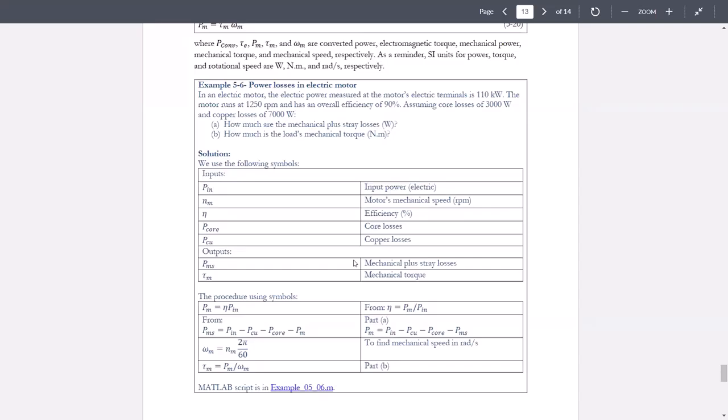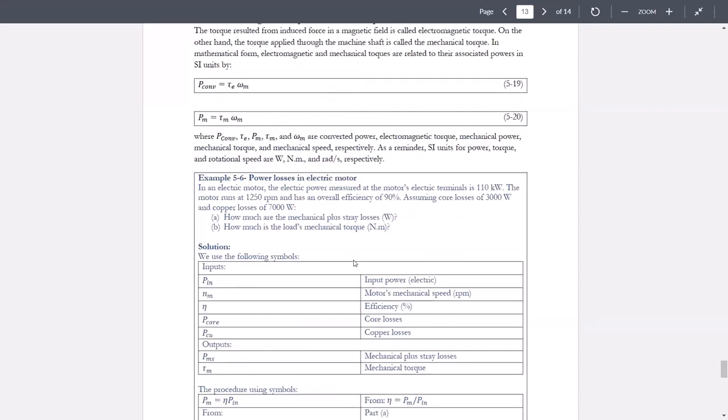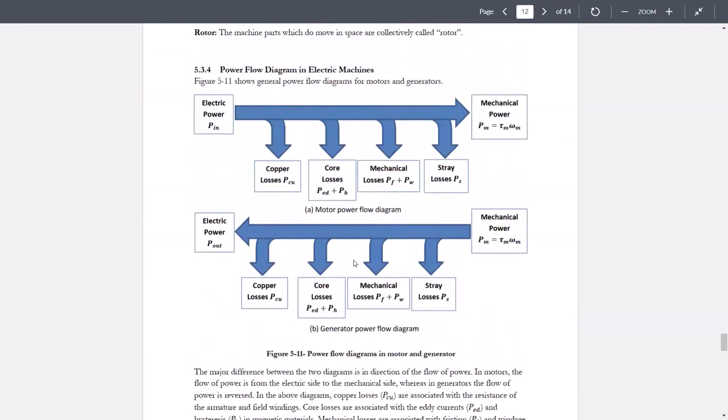So this is easy, really. This is based off of the same flow of power diagram that we have for the motor. We're given the input power. We're given basically copper losses and core losses. We're asking for these two together if the efficiency of the machine is given. So the efficiency would be PM over P in, right? P out, which is the mechanical power, over P in.